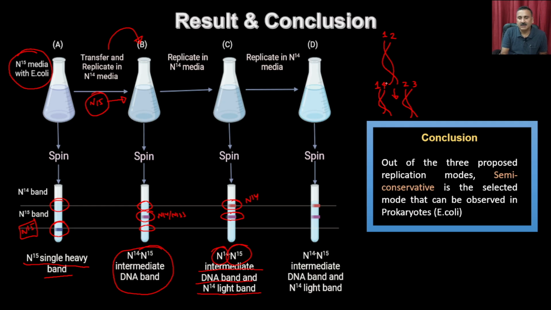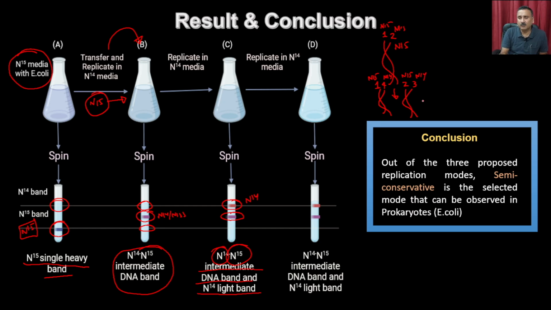Imagine that this is N15. So, if this is N15, this is going to be N15, this is going to be N15. Now, here the new DNA that is formed is not going to be N15, because there is no N15 available in the media. So, the one strand which is N15, the other strand is going to be N14. The same is true here, N15 and N14, and that is why it is going to give you an intermediate density.